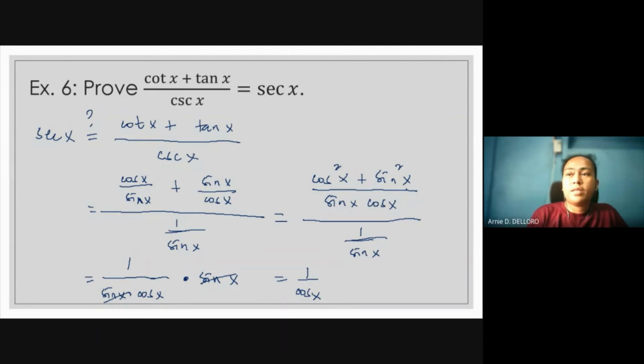Okay? And since 1 over cosine x, di ba, using reciprocal identities, this is equal to secant x. So ang gusto nating i-prove is that cotangent x plus tangent x over cosecant x is equal to secant x. Na-prove naman natin.